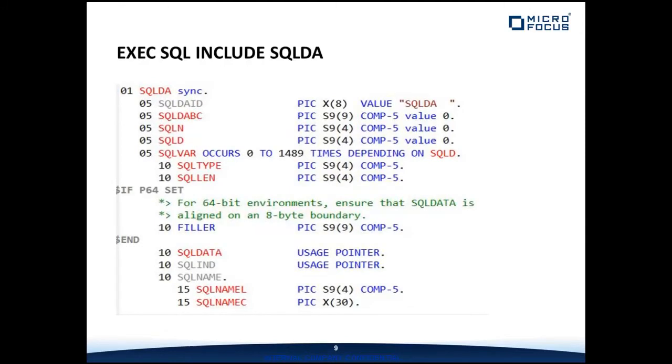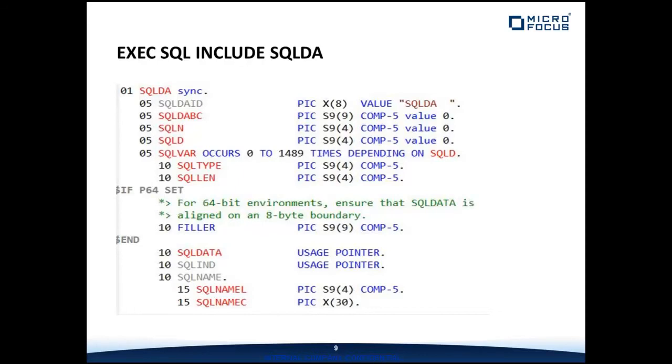On input, you would set SQLDABC to the length of the structure being used, and SQLN would be set to the maximum number of columns that can be returned. After executing describe or the prepare into against your prepared statement, SQLD will be set to the number of columns that actually will be returned, and the SQLVAR table will be filled in for each column.